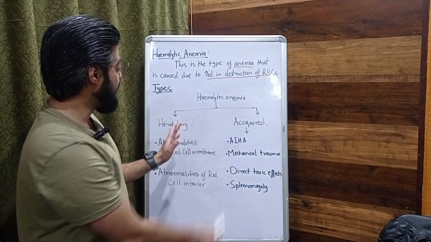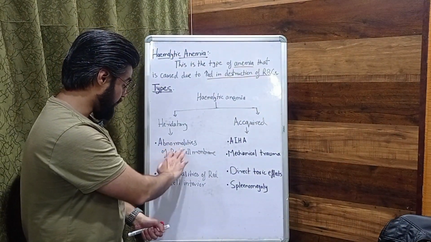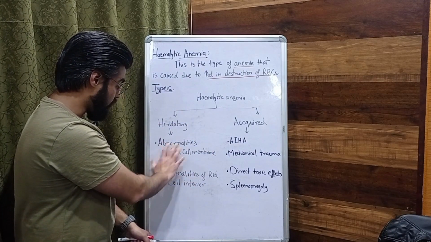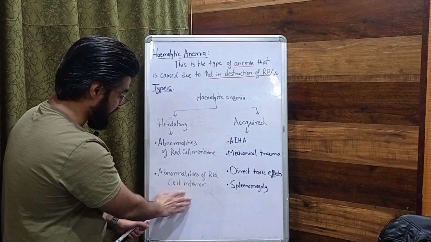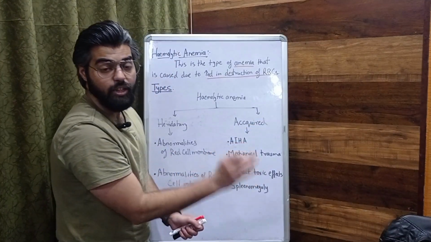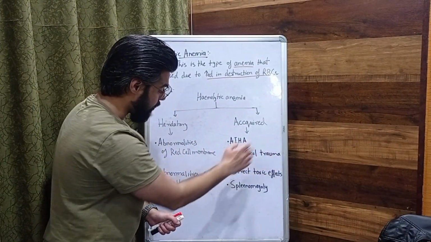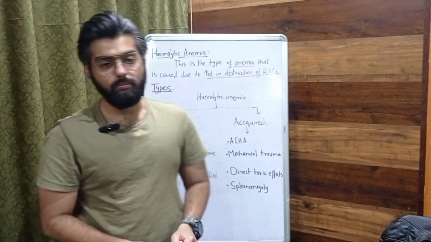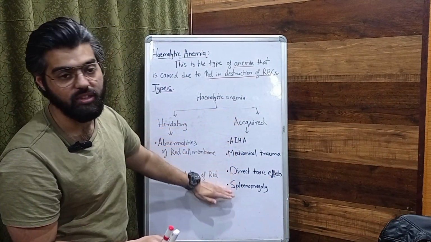So hemolytic anemia types and causes are hereditary and acquired. In hereditary come abnormalities of the red cell membrane and abnormalities of the red cell interior. Acquired is AIHA, that is acquired immunohemolytic anemia. Next is mechanical trauma, direct toxic effects, and splenomegaly. Now let's explain and define the causes or types a little bit.